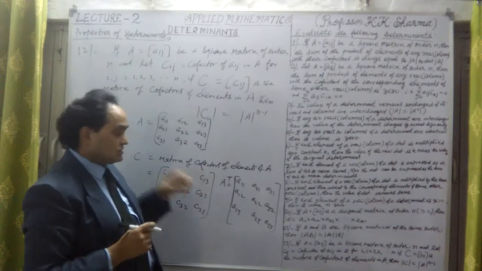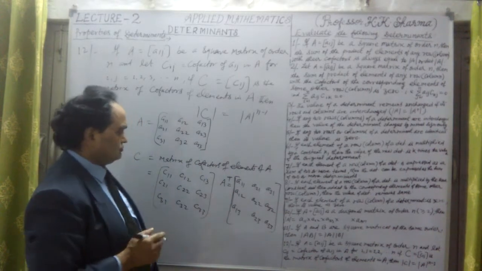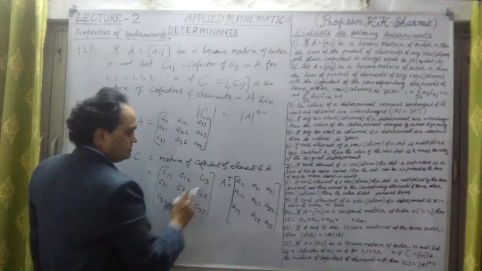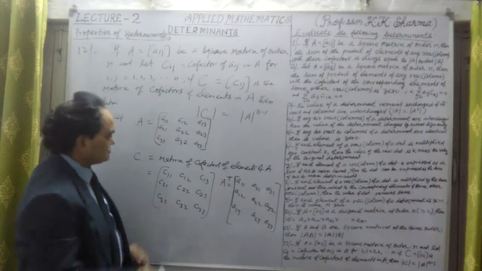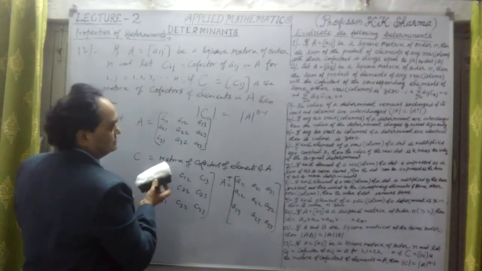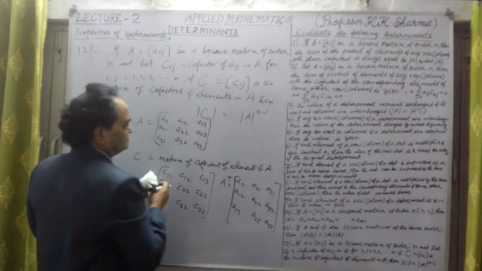Alright, this is the transpose of the matrix. Now if I multiply these two, C and A transpose, let me multiply them. Therefore, the multiplication of C and A transpose, and what is the determinant of this?